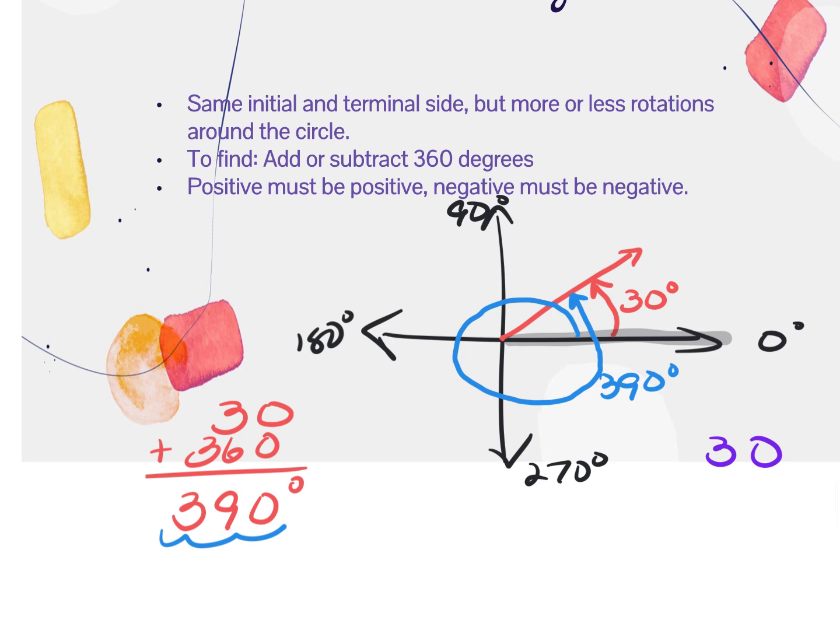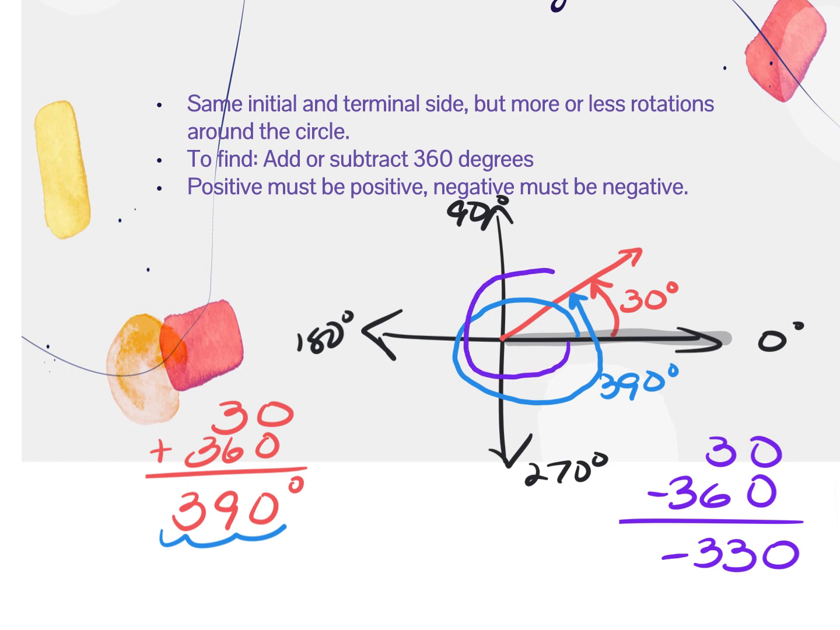So I would subtract 360, and this will give me negative 330. So remember, to draw a negative angle, we go clockwise. We start on the same initial side, which is this 0 degrees. So I'm going to go around 90, 180, 270, and then finally the negative 330.